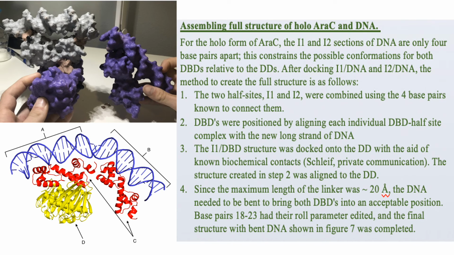With the help of HDock and PyMol, we were able to dock this new structure with the dimerization domain. However, one of the DBDs was positioned too far from the DD, so using the cosine roll method, it was necessary to bend the full segment of DNA with DBDs attached to create a viable model.